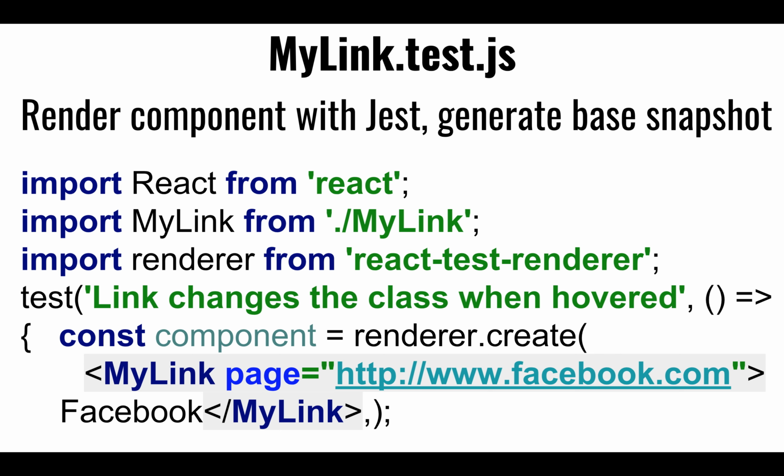Okay? So here's our test. Our test says the link changes the class when hovered. So here we're going to use the render in the React test renderer to create a rendering of the following elements. Here's our elements. Here's my link. Here's our property that we're passing along.